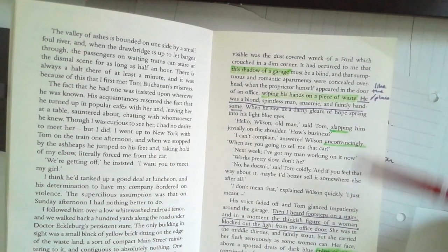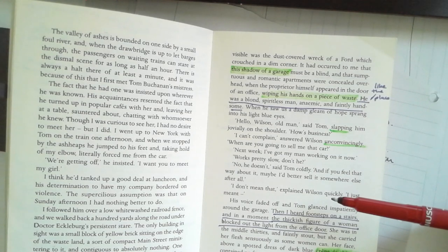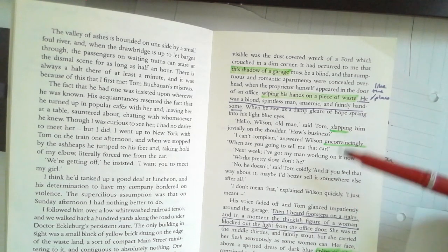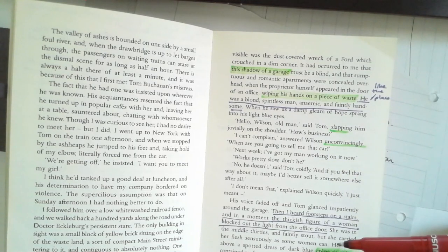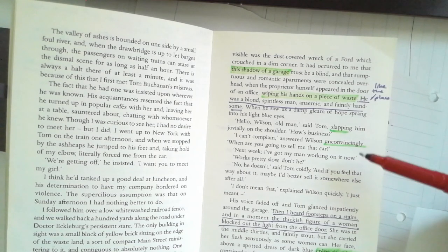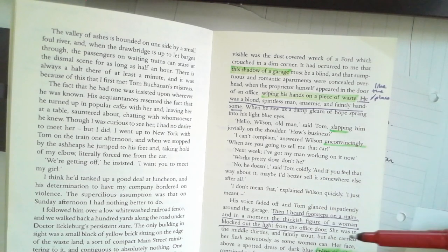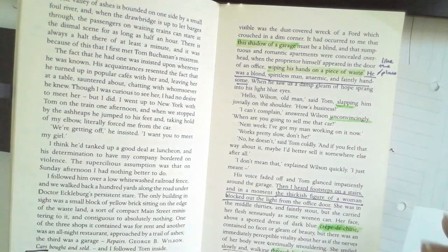The interchange between Tom and Wilson is interesting. We see the dynamic of Tom having lots and lots of power, and Wilson seemingly weak by the adverbs, and he's not being particularly frank or particularly honest with what he thinks. And then we have the entrance of Myrtle.